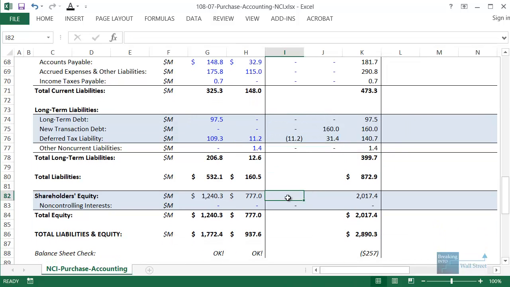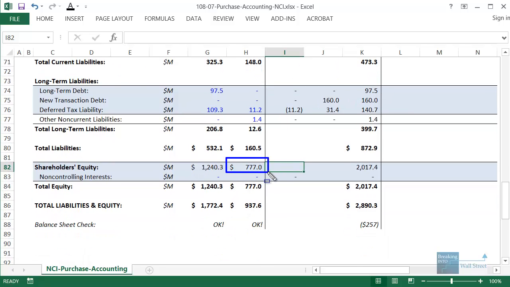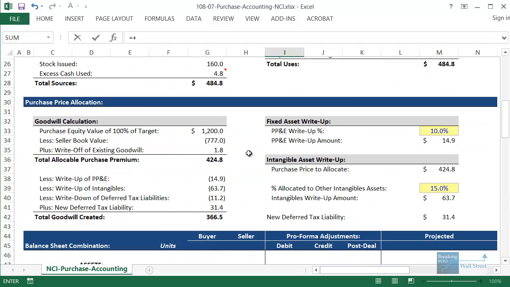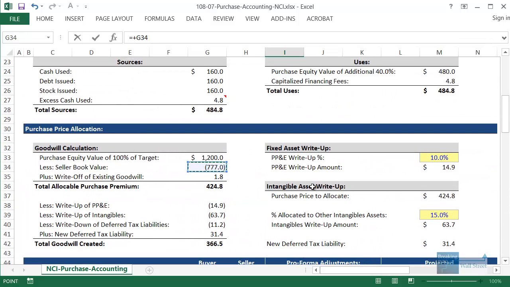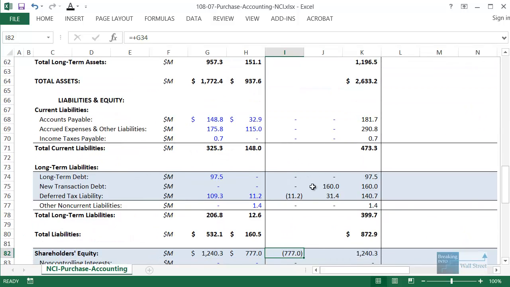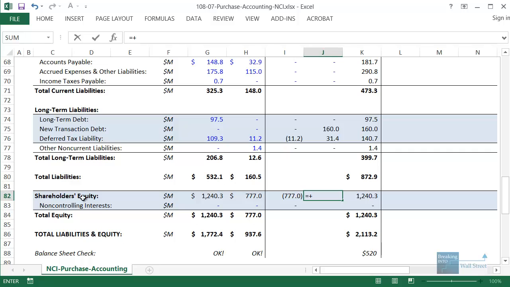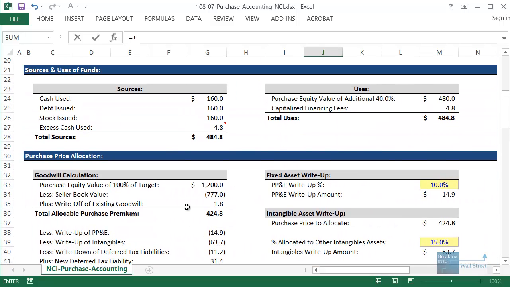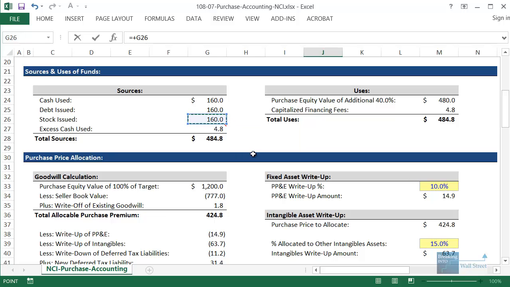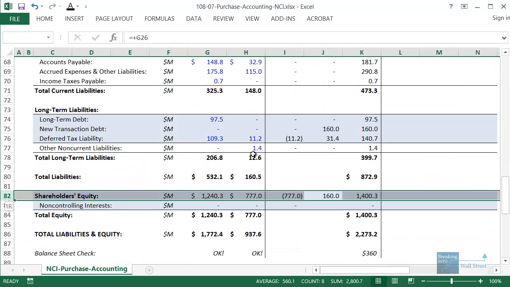Then for the shareholders' equity, as always, we need to write off the seller's existing shareholders' equity. And to do that, we could just go up and link to our purchase price allocation schedule. So this goes away completely. And then if we have used stock to fund the deal, it's going to show up within shareholders' equity and boost that line item. So let's go up and link to our stock issued right here. And so we have that.